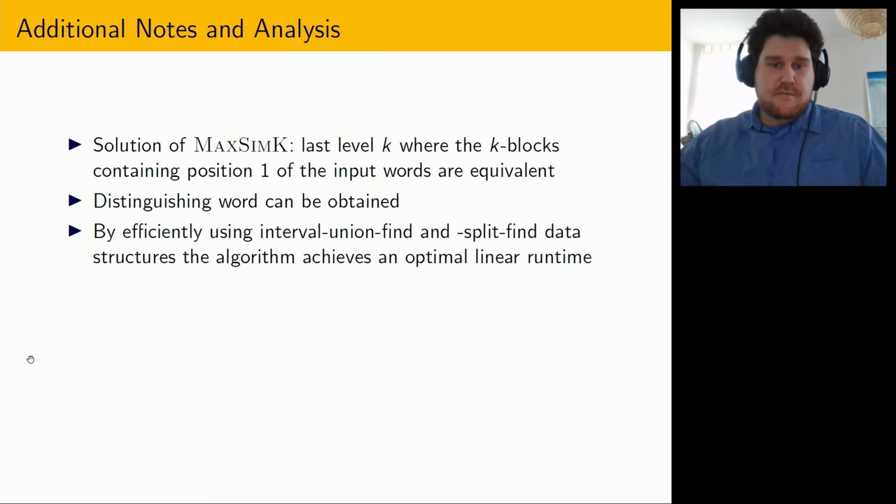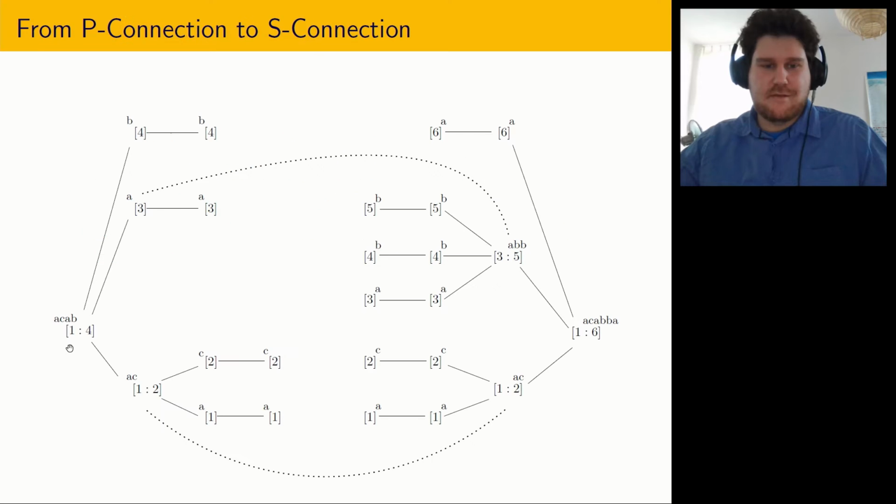Okay, we can also find a distinguishing word by, well, this is a little more complicated. We have, of course, described this in our paper, so have a look if you're interested. And two things I haven't mentioned yet: we haven't achieved linear runtime yet. We have two tricks to do.